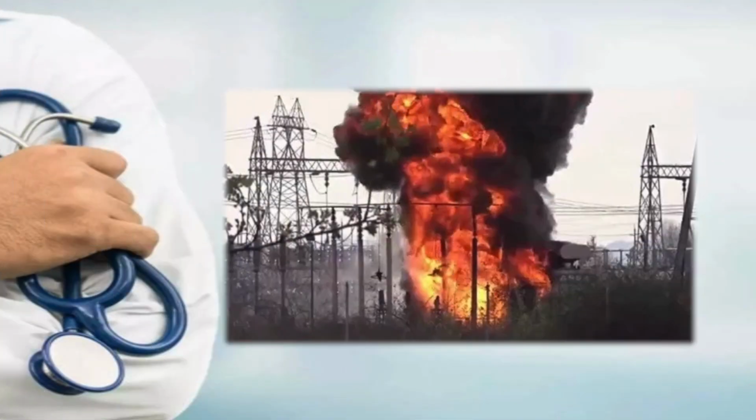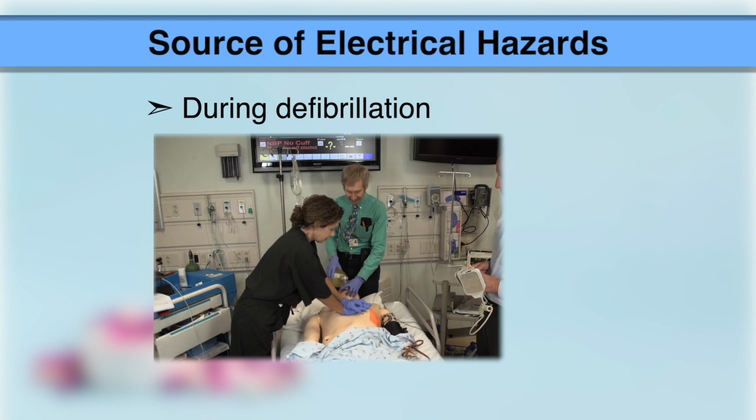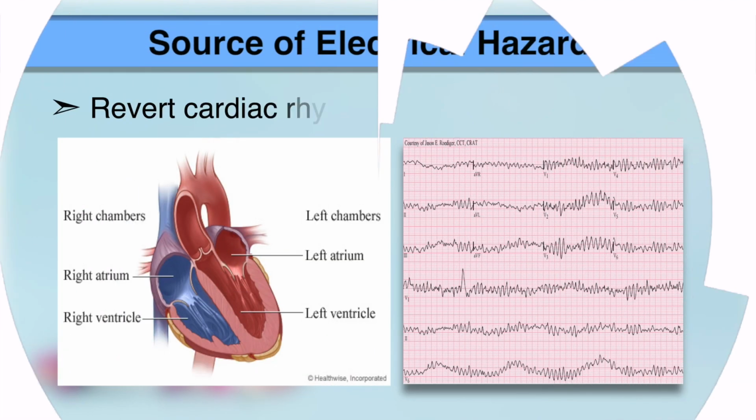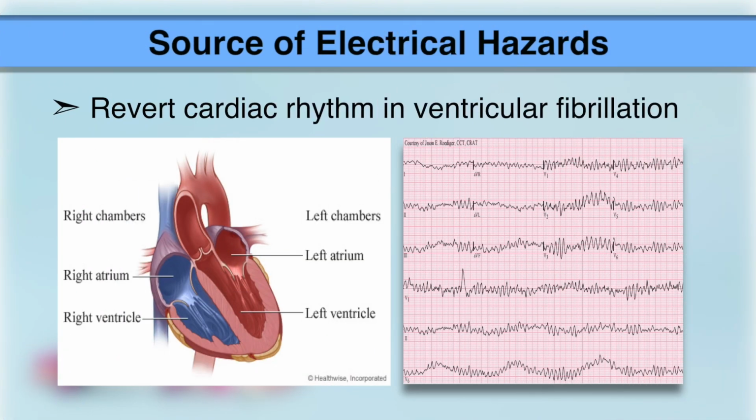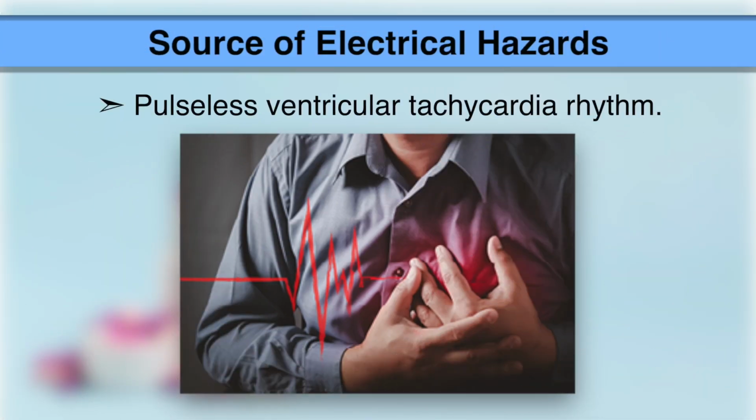So what are the other possible sources, especially where electrical hazards or fire hazards are concerned? A systematic review study on the occupational hazards among hospital care systems highlighted typical electrical injuries which occurred during the defibrillation process to revert cardiac rhythm in ventricular fibrillation and pulseless ventricular tachycardia rhythm. There were many reports given because of defibrillator use.